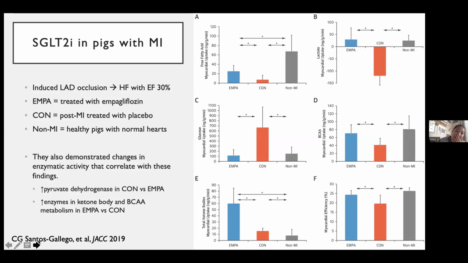The first thing I'm going to touch on is solely the heart. This is SGLT2 inhibition in non-diabetic pigs that have had an MI induced and subsequently developed heart failure with reduced ejection fraction. What's being shown here is that the red is the control pigs that had the MI but were treated with placebo. The gray is the non-MI, the control healthy pigs with normal hearts. And then the blue is the post-MI pigs that have been treated with empagliflozin.